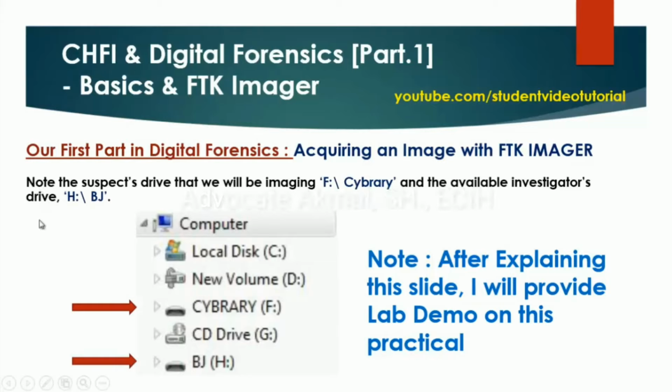Okay, note the suspect's drive that we will be imaging is F, Cybrary, and the investigator's drive is H, BJ. You can notice here that Cybrary F is the drive we are going to image, and H, BJ is where the disk image file will be stored. Note, after explaining this slide, I will provide a lab demo on this practical, meaning I'll give you a demo on how to use FTK Imager. I will follow the same steps which I show you here in this slide.